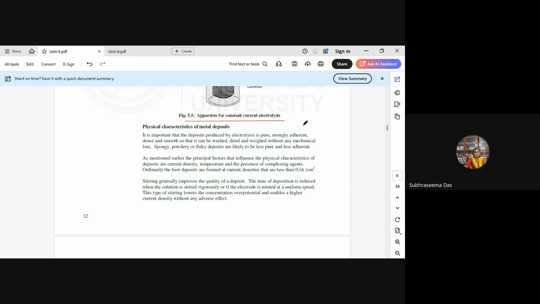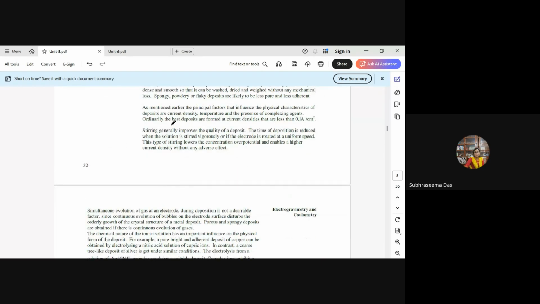It is important that the deposits produced by electrolysis should be pure, strongly adherent, dense and smooth, so that they can be washed, dried and weighed without any mechanical loss. Spongy, powdery or flaky deposits are likely to be less pure and less adherent. As mentioned earlier, the principal factors that influence the physical characteristics of deposits are current density, temperature and the presence of complexing agents. Stirring generally improves the quality of a deposit. During the process, stirring should be frequently done. It should be performed throughout the process.